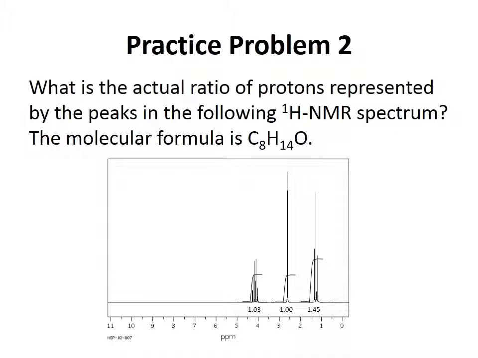Practice problem 2. What is the actual ratio of protons represented by the peaks in the following proton NMR spectrum? The molecular formula is C8H14O. Now remember that with integration, we're just getting the areas under the peaks. We have to use the number of protons in our molecular formula to figure out how many protons are represented by each set of peaks. And that requires using a little algebra. At this point, you want to pause the video in order for you to work on the practice problem.